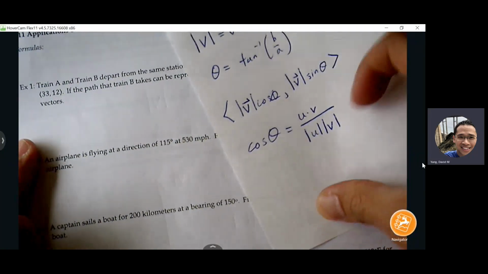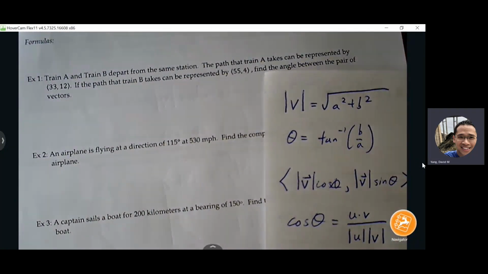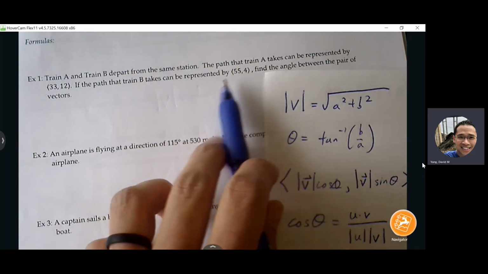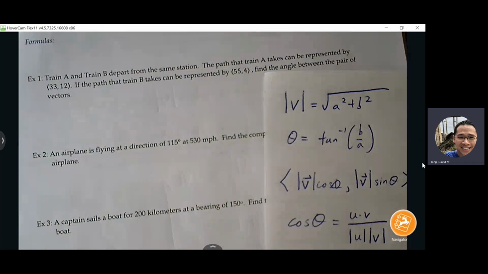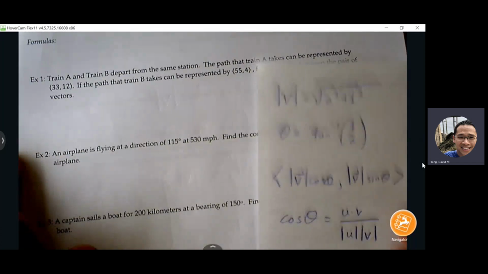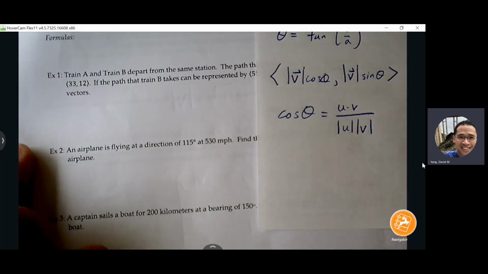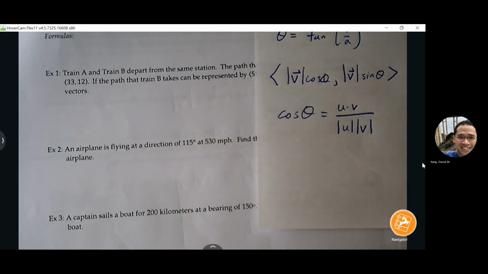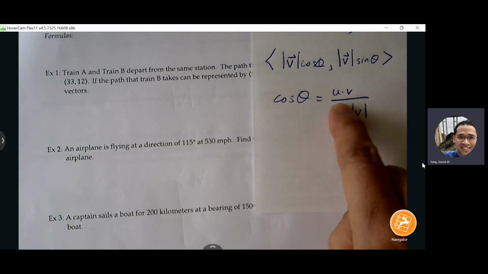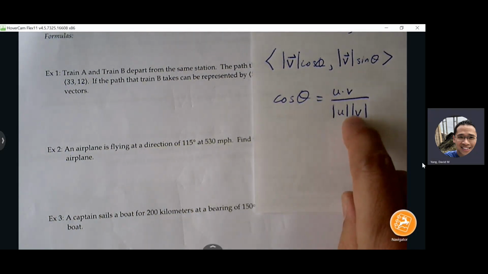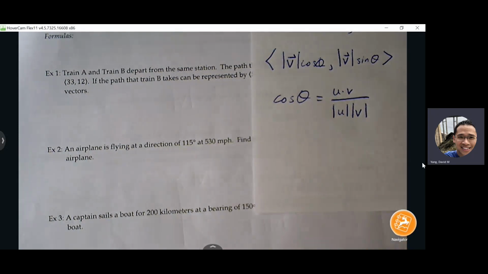All right, so let's look at number one here. We have train A and train B depart from the same station. The path that train A takes can be represented by the vector 3, 312. The path that train B takes can be represented by 5, 54. Find the angle between the two vectors. Okay, so we just rely on our angle cosine theta formula: dot product divided by the product of their magnitudes.